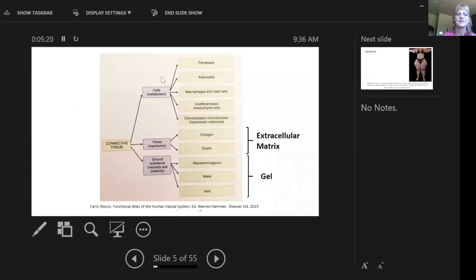What is in connective tissue? There are a bunch of cells shown here. And then there's an extracellular matrix made of fibers, and those include collagen and elastin and other fibers. And then there's a gel, and this gel is made up of glycosaminoglycans, which are basically just repeating sugar molecules. So sugar molecules all lined up together, and they bind water and electrolytes such as sodium. So that's it, just three pieces to the connective tissue.